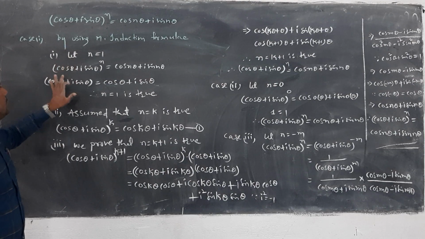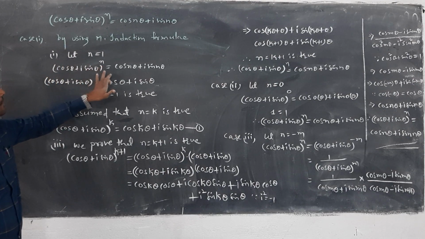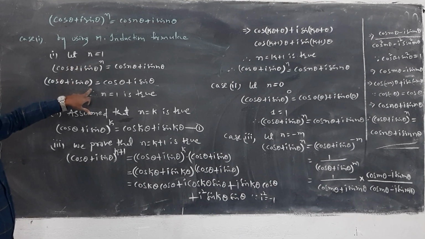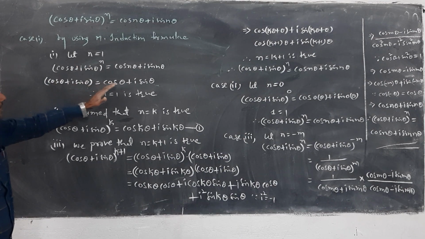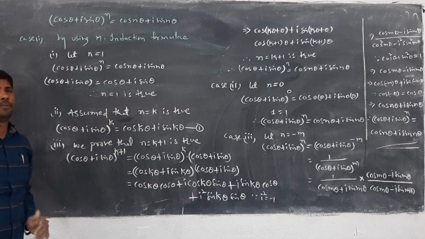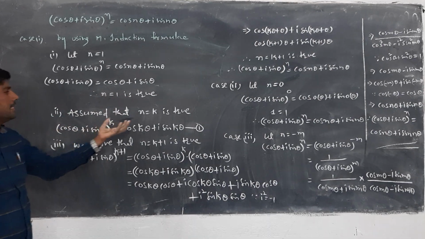Let n is equal to 1. (cos theta + i sin theta)^n = cos n theta + i sin n theta. Here n is equal to 1, we have to substitute LHS and RHS. We get the same value. That means n is equal to 1 is true. Next, assume that n is equal to k is true.